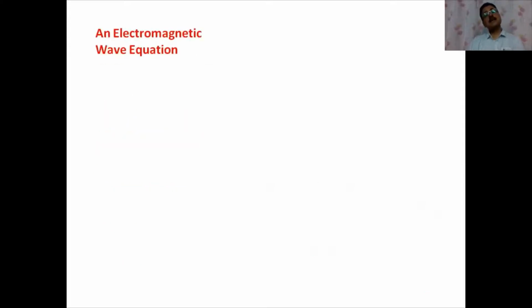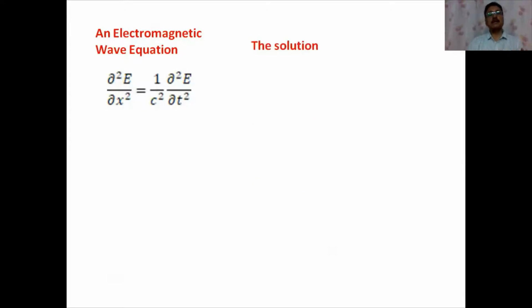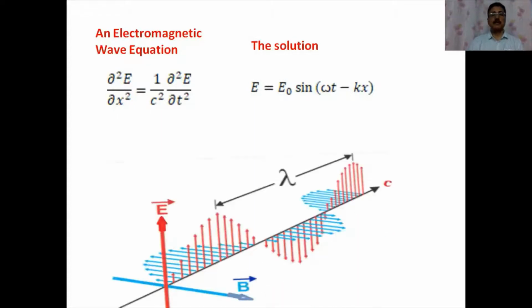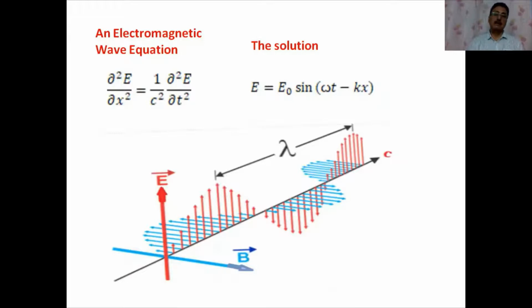Now let us similarly go to an electromagnetic wave equation. Now this is written in the same way as del 2E del x square is equal to 1 by c square del 2E del t square. Here we have electromagnetic waves whose wave equation is given by this, and in a similar way the solution is a plane wave. E is equal to E naught sin omega t minus kx, that is, it is a plane progressive electromagnetic wave, plane polarized also, moving in the positive x direction.